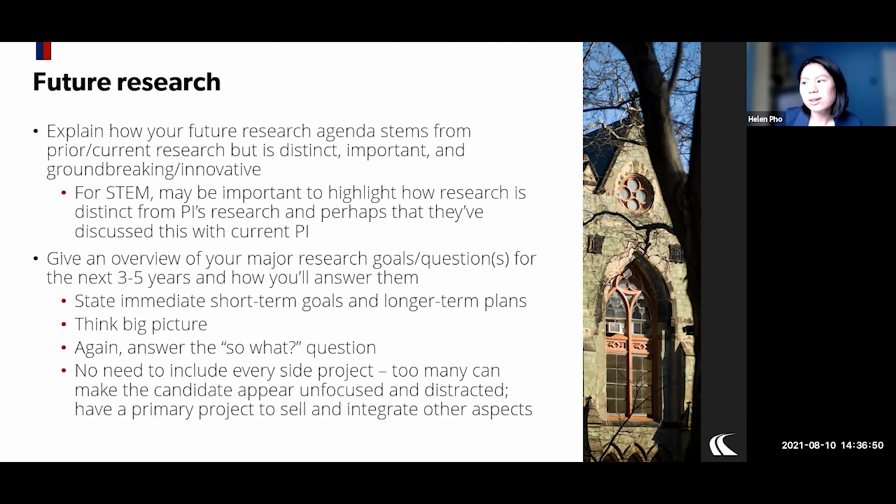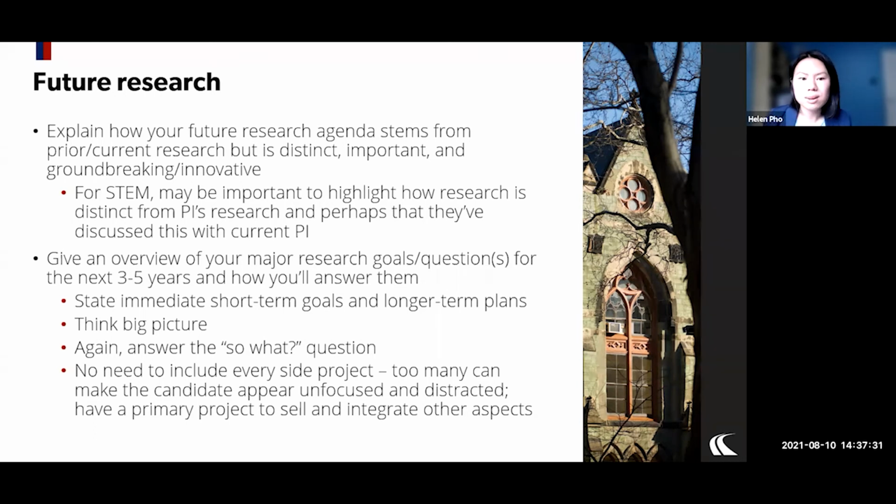And particularly for those of you who are in the STEM fields, it's important to highlight how the research that you're proposing is going to be distinct from your PI's research. And for a lot of people, what we see in strong research statements is also some indication in the statement itself that you have discussed taking this aspect of your research and turning it into your own lab, that you've discussed this plan with your current PI, or that you've gotten permission from your PI to go and develop this aspect of research into a longer term project.